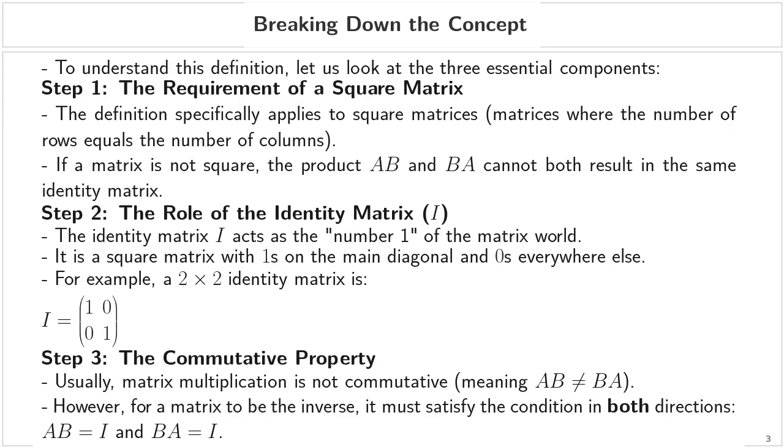Finally, we must consider the commutative property. As you may already know, matrix multiplication is generally not commutative, which means that multiplying matrix A by matrix B typically yields a different result than multiplying matrix B by matrix A. However, for a matrix to be the inverse, it must satisfy a very specific condition in both directions. This means that both A times B and B times A must equal the identity matrix.